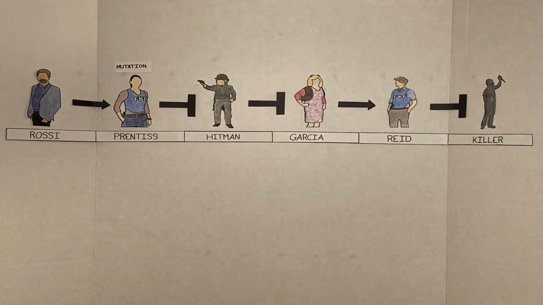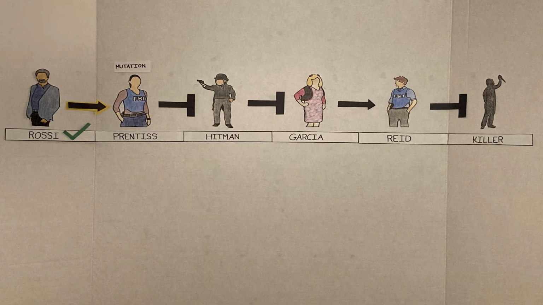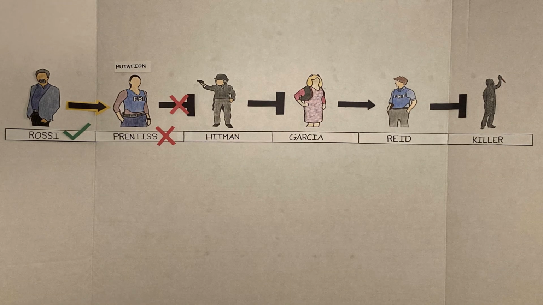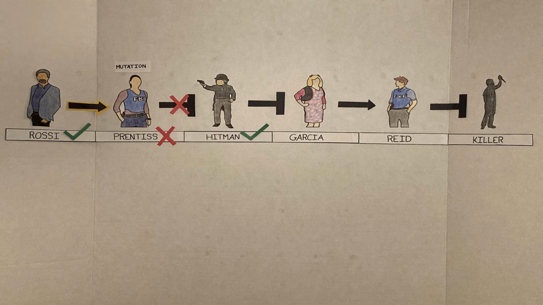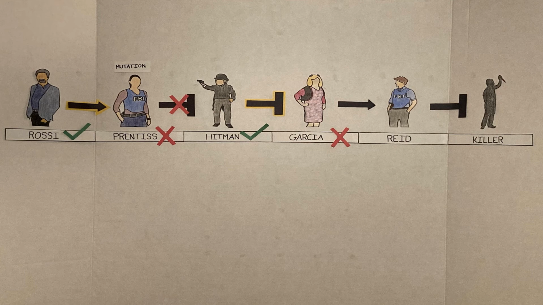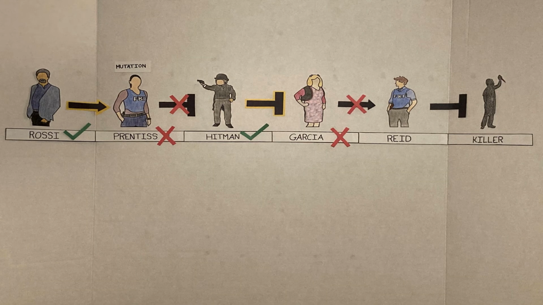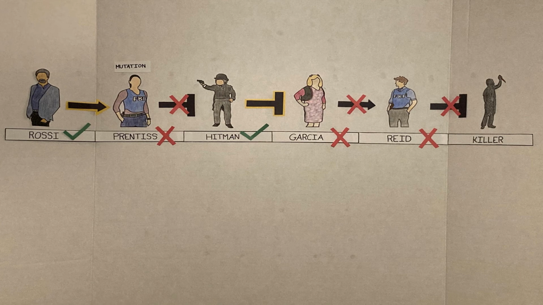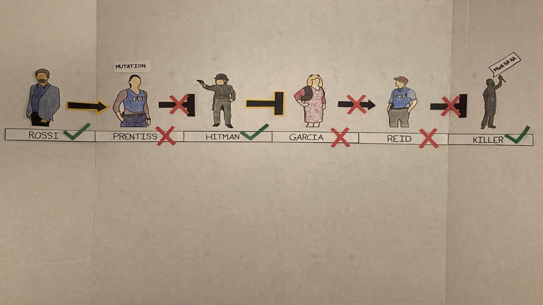But what would happen if we had a single gene mutation within this network, say in the Prentice gene? While the Rossi gene can still activate the Prentice gene, it does not matter because the Prentice gene is non-functional, so inhibition of the hitman gene is not occurring. Now, the hitman gene is functional, so inhibition of the Garcia gene is occurring. Now the Garcia gene is non-functional, so activation of the Reed gene is not occurring. The Reed gene then is non-functional, so inhibition of the killer gene is not occurring. And our end phenotype is an unapprehended killer on the loose.